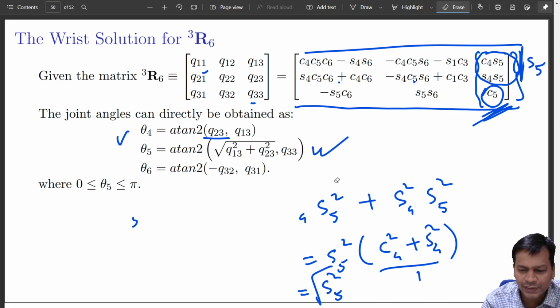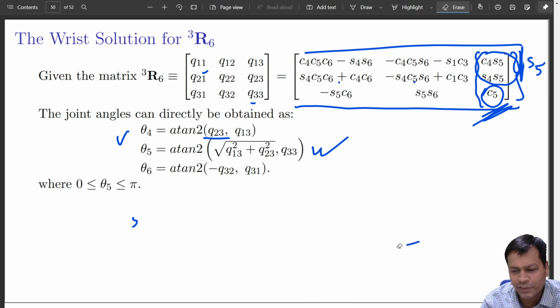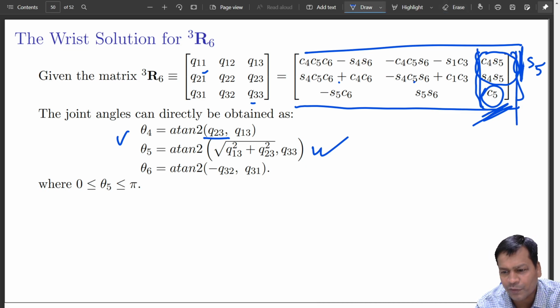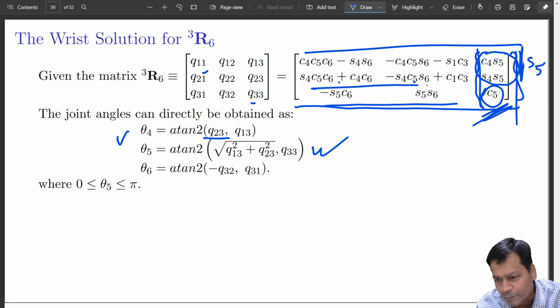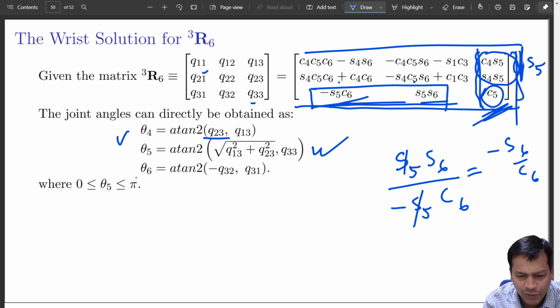Now let me go to one more solution, that is the last one, theta 6. How do you obtain theta 6? Don't look at the puzzling part of this matrix; look at the one which is much simpler. Now you just see this one. What can you obtain from this? If I take this divided by this, that means S5 S6 by minus S5 C6, it will give you what? S5 cancels, so you get minus S6 by C6.